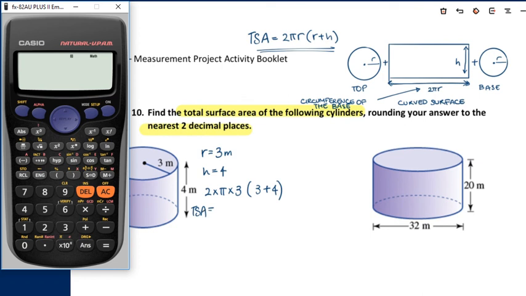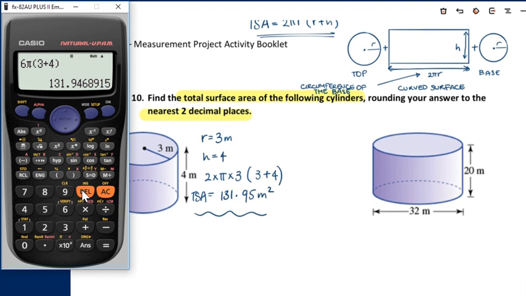And I'm going to get, and then my pi button is just down here, plus 3 plus 4, and that'll give me 131.95 meters squared. Remember, we are trying to find total surface area, so we do need to add the squared on our units.